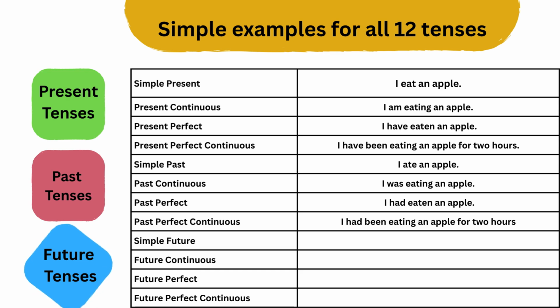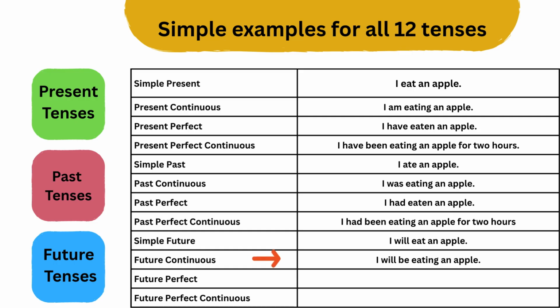Now, future tenses. Simple future, I will eat an apple. We use it for future actions. Future continuous, I will be eating an apple. We use it for actions that will be happening in the future.